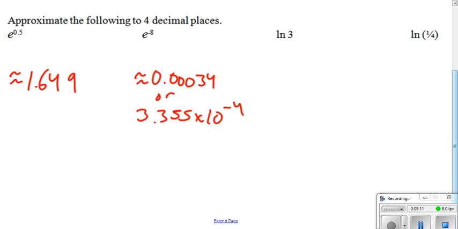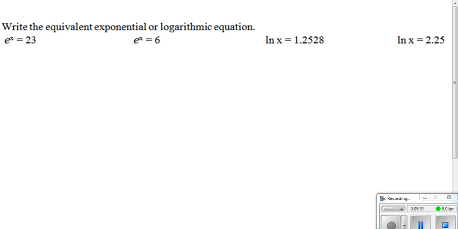Again, using our calculator, we just hit the ln button, do ln of 3, which would be approximately 1.099, and punch that button. ln of 1/4 would be approximately -1.3863. So those are some approximations and solving using our calculator.